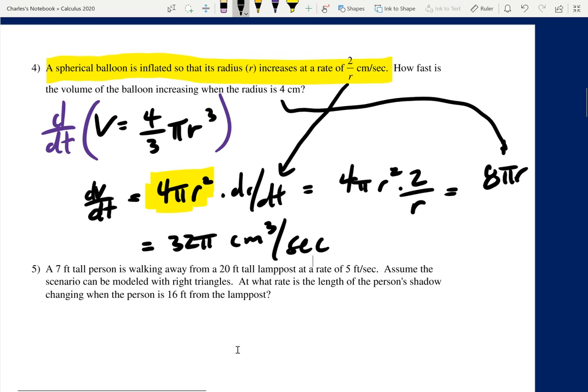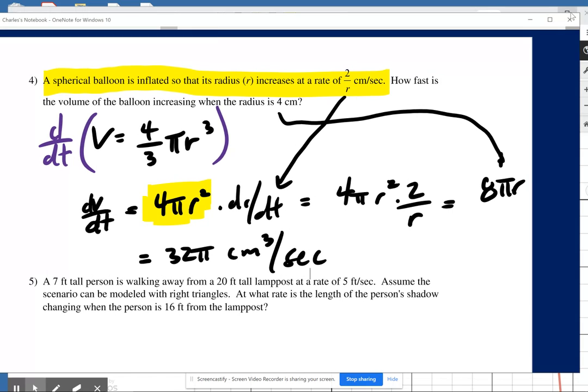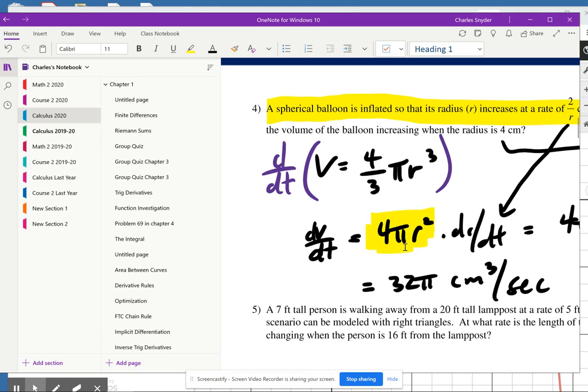Hopefully that's helpful, because these problems are going to get trickier, quicker, and just seeing the framework for one like that can be helpful.